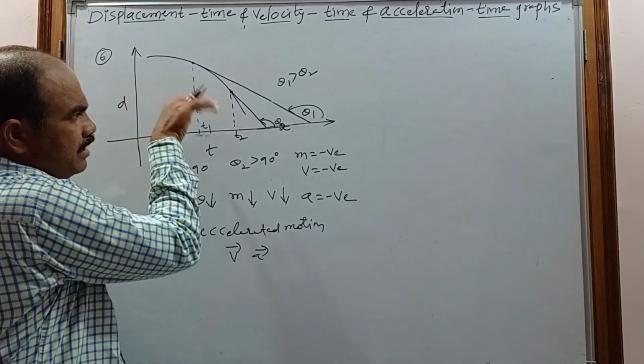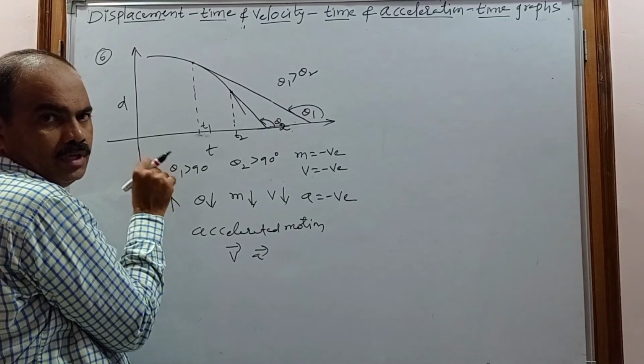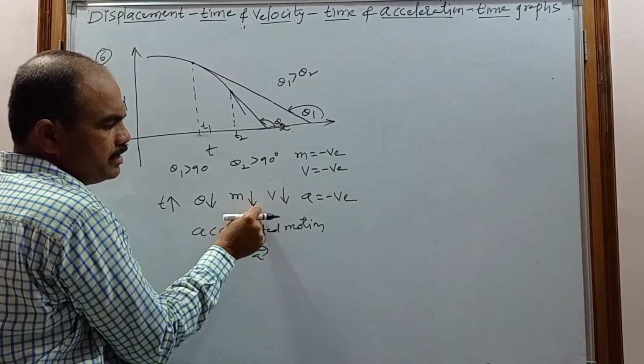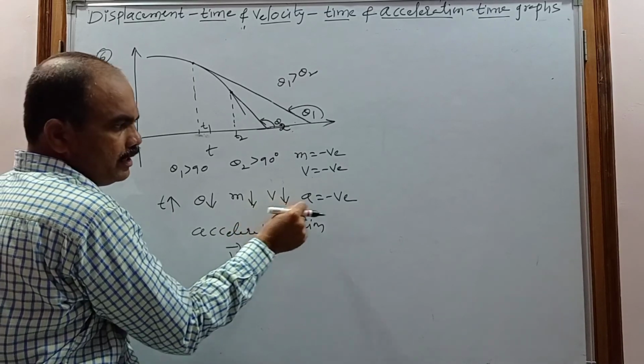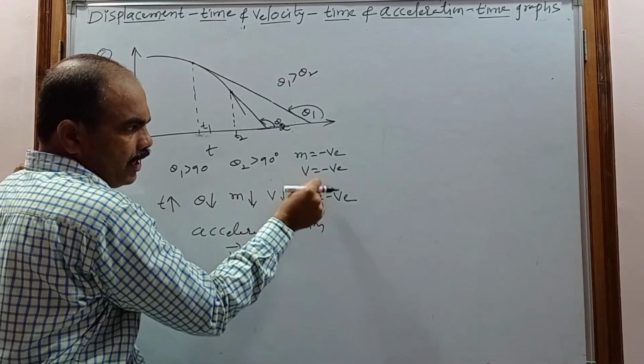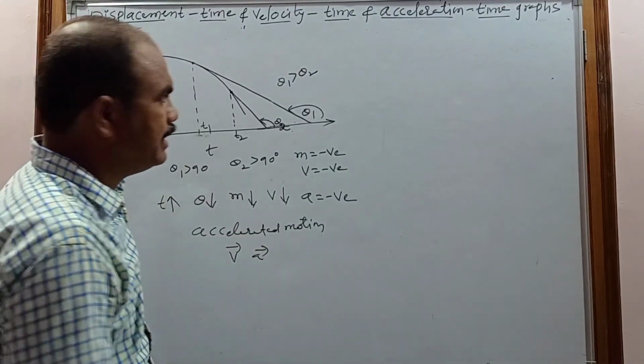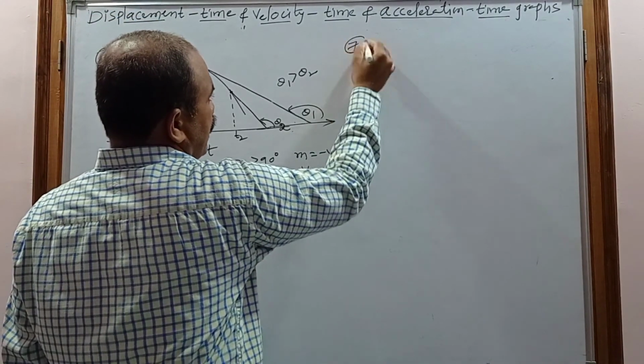This graph can be represented as a motion in which velocity is negative and the velocity decreases with respect to time, so acceleration is negative, and velocity and acceleration are acting in the same direction. That's why it is called accelerated motion. Now coming to another type of graph.